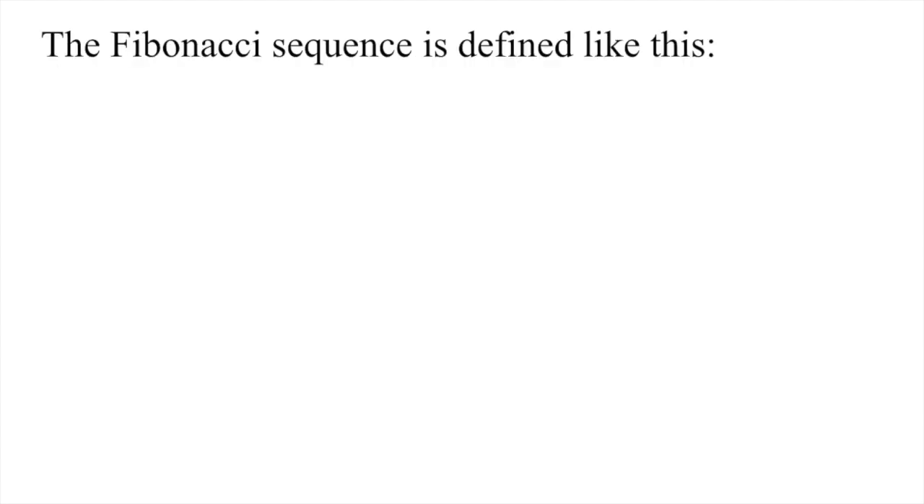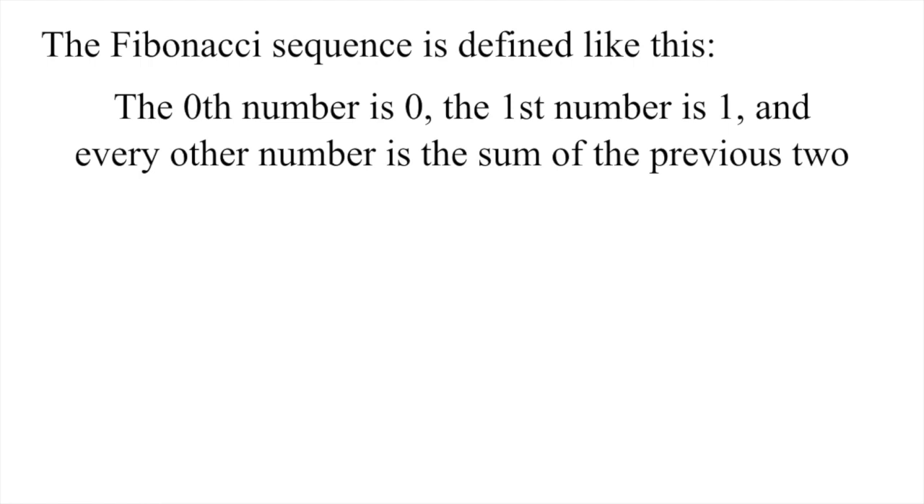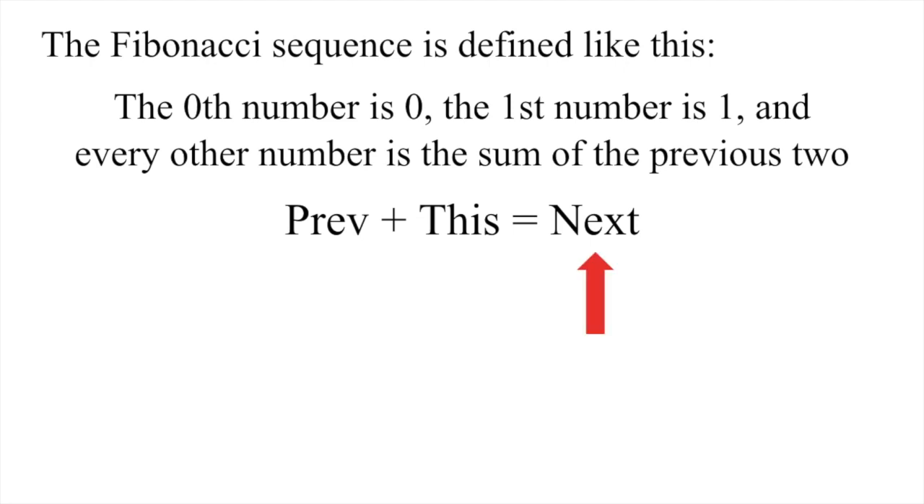The Fibonacci sequence is defined like this. The zeroth number is 0, the first number is 1, and every other number is the sum of the previous 2. This last part can be written mathematically using this equation. At any point, the next term is equal to the term you're at right now plus the previous term. For example, the first number is 1, and the zeroth number is 0, and 0 plus 1 equals 1, which makes 1 the second number in this sequence.